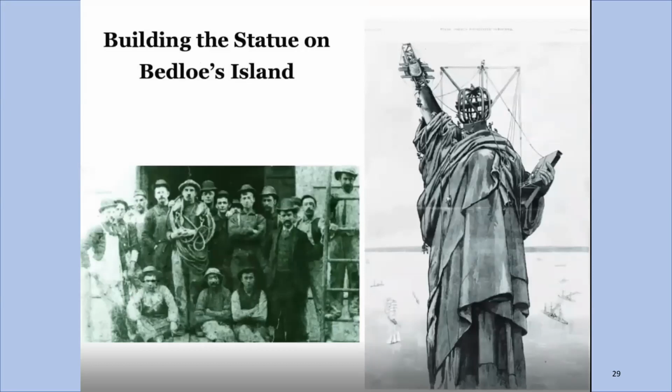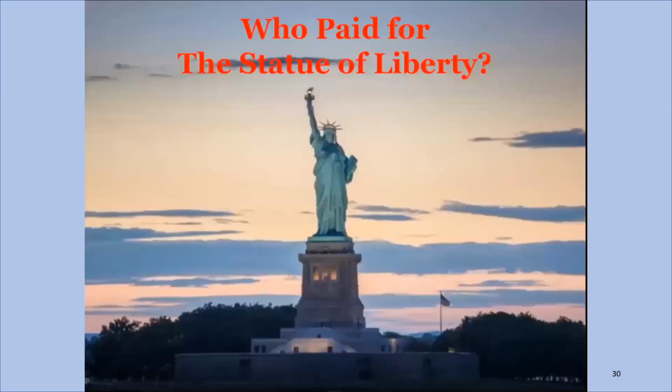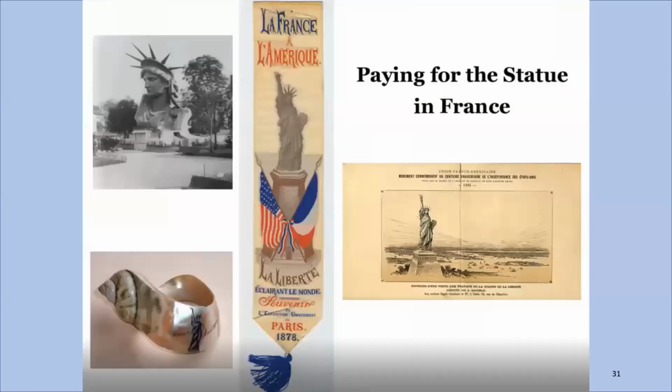So interesting. Well, funding for the Statue of Liberty, who paid for it? And how was that all put together? Well, from the beginning, it was decided that the actual statue part, the green part, the copper part, as we know it today, would be paid for by the French. And the United States would be paying for the pedestal to hold the statue.